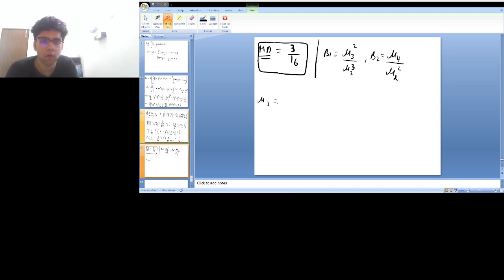Mu 3, the formula for mu 3, the third moment with respect to the mean. The formula for this is the third moment with respect to the origin, minus 3 times the second moment with respect to the origin into the first moment with respect to the origin, plus 2 times the first moment with respect to the origin, the whole cube of that. So mu 3 is mu dash 3 minus 3 mu dash 2 mu dash 1 plus 2 mu dash 1 whole cube, right?